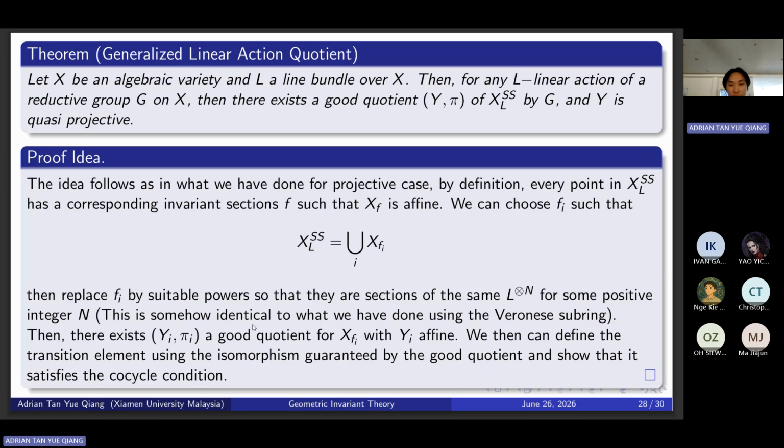It takes a lot of time to present that. And locally again, XFi is affine, if in the definition XFi is affine. And so we have a group quotient, which is Yi with a map psi i. Then we can define, yeah. So again, it's equal to the construction in projective variety. And then we show that we satisfy the cocycle condition. Then only we glue everything together.